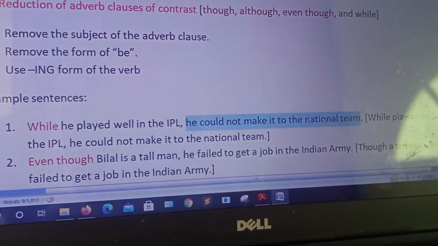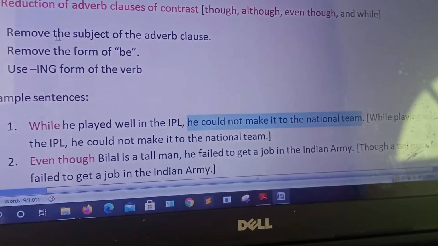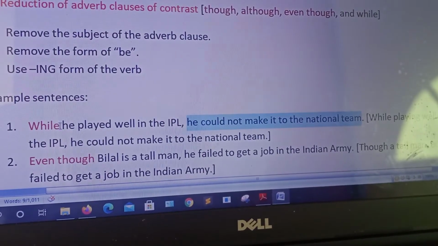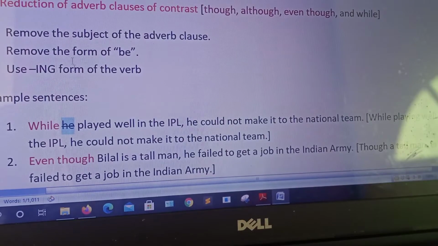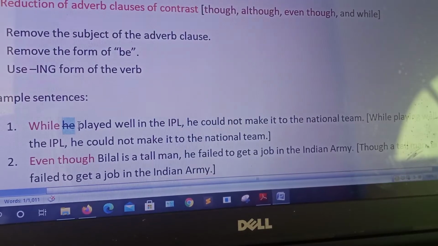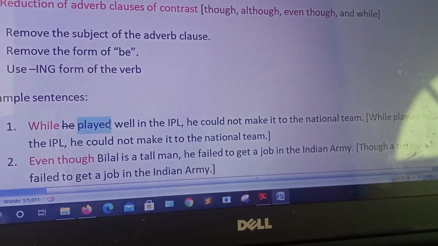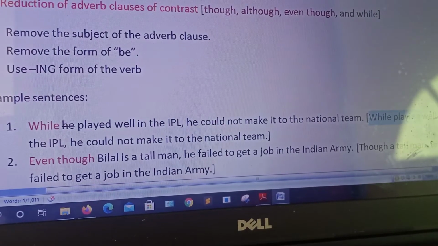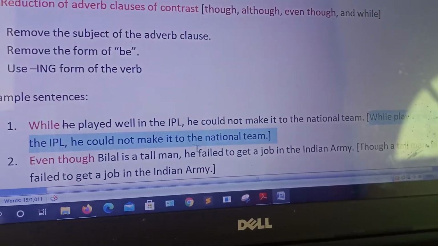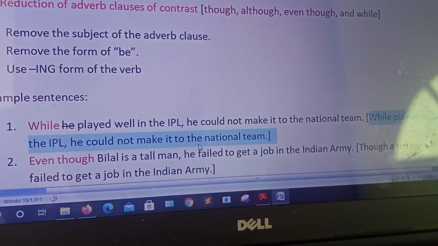Now see what we need to remove. Remove the subject. The subject is he. We need to remove he, and we do not have any verb to be here, so simply use the ing form of play. It means playing. So, while playing well in the IPL, he could not make it to the national team. How easy it is. We are not going to remove while.